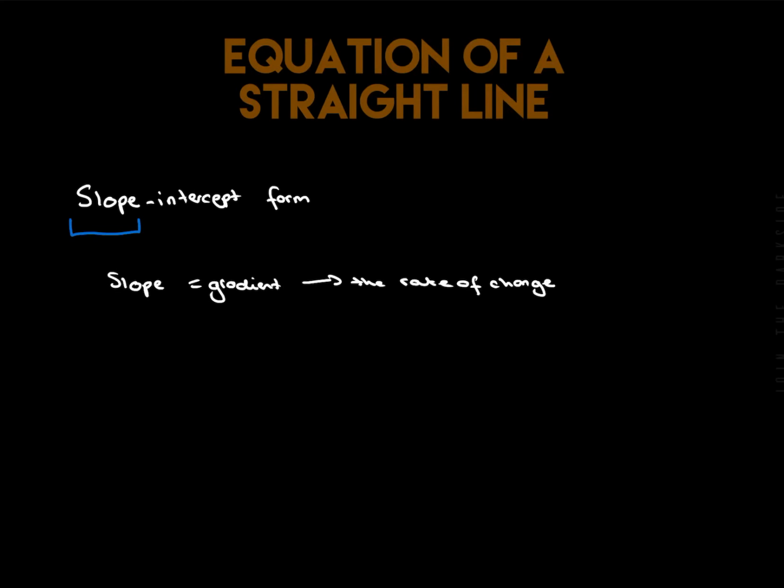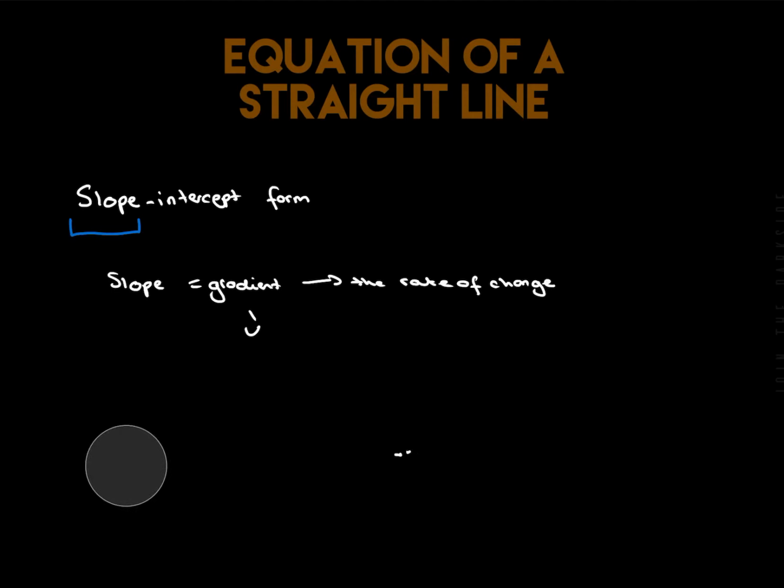So what does this mean? How do we calculate it? We call the gradient m. M is equal to y2 minus y1 over x2 minus x1, or delta y over delta x. Delta is equal to the change in, so delta y over delta x is the change in the values of y2 minus y1 over x2 minus x1.